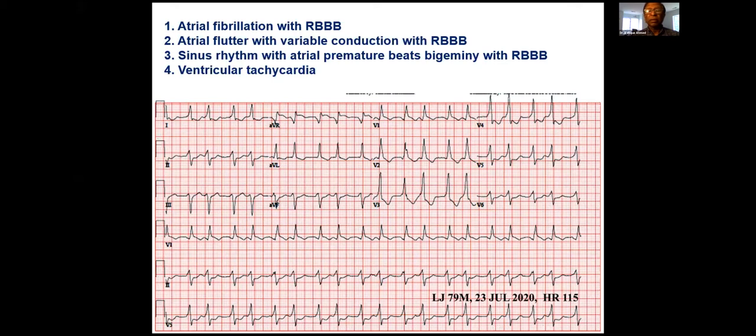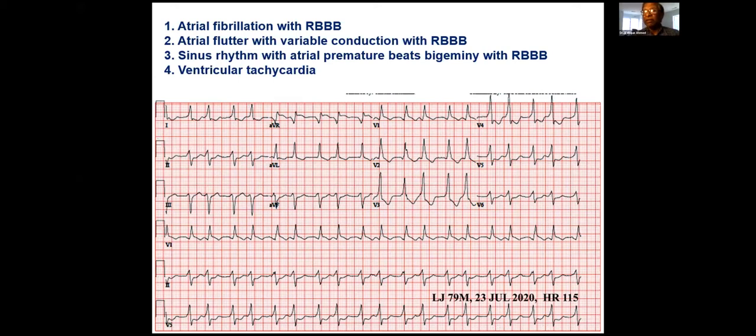Anybody else? That's fine. What is your comment? Jamil will be last. Who else? Sir, can I say something? Yes, sure, can you turn your video on? Sir, am I audible? Yes, audible. Sir, the rhythm is irregular, but if I look at lead V1, the baseline looks like flutter-like waves. So for that reason, my first differential diagnosis will be atrial flutter with variable conduction. Okay, those are all possibilities.